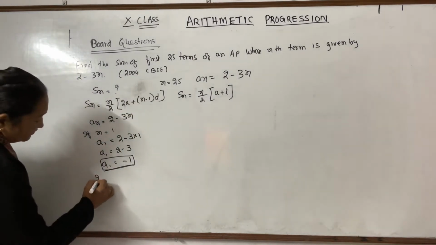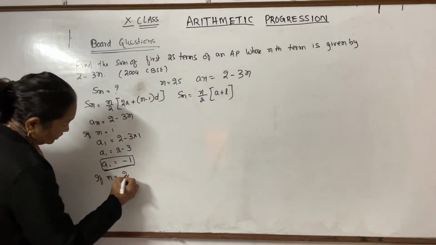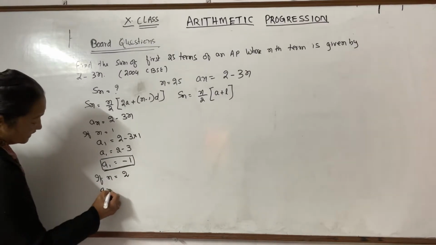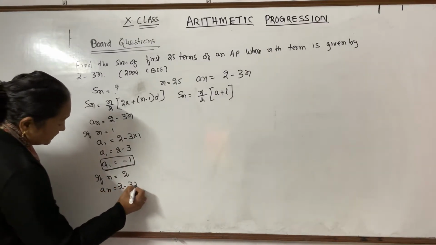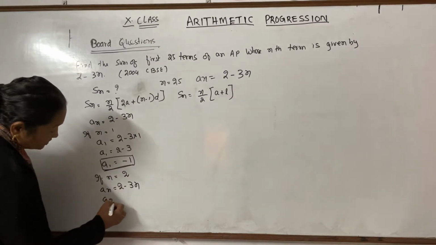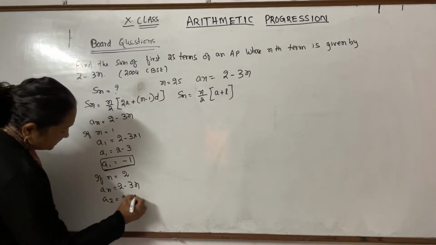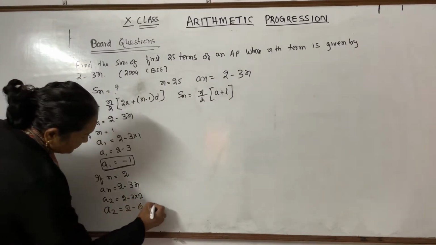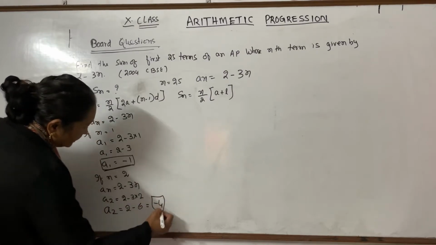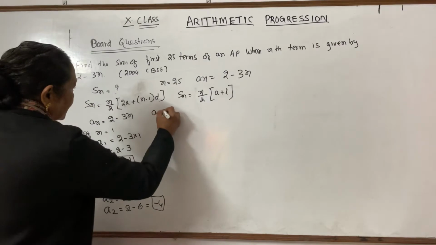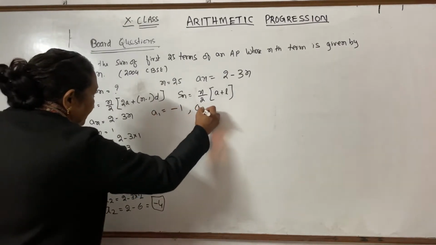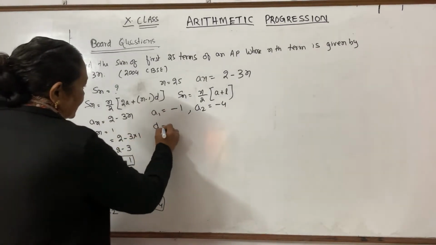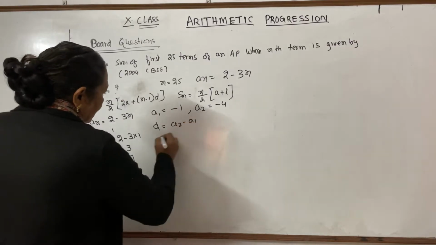Then next, if n equals to 2, what is our general formula? An, that is the same formula. So An equals to 2 minus 3n. Putting n is 2, suppose 2 terms are there. 2 minus 3 into 2, that equals A2 equals to 2 minus 6, that equals to minus 4. This is our A2. So our A1 is minus 1, A2 is minus 4. Okay. Now let's see the difference. A2 minus A1, what is the difference?